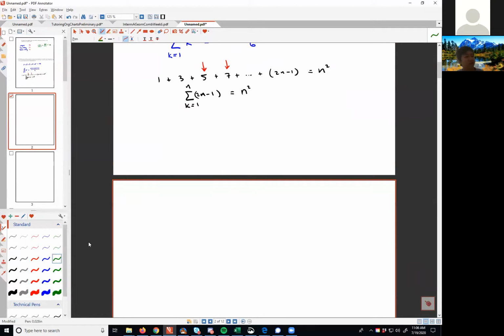Perhaps. Let's take a look at partial sums. 1 is 1 squared. 1 plus 3 is 2 squared. 1 plus 3 plus 5 is 3 squared. What if I asked you, what is 7? Could you use what we're writing here to get another perspective on 7?